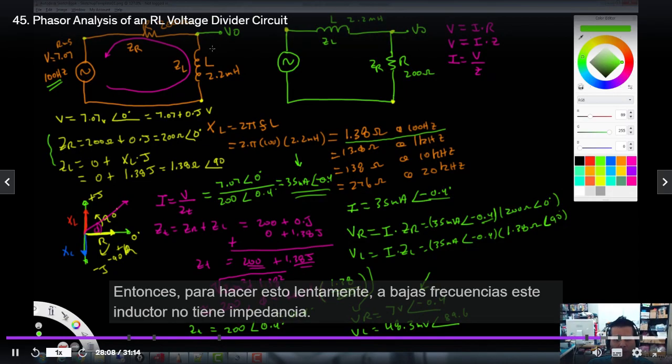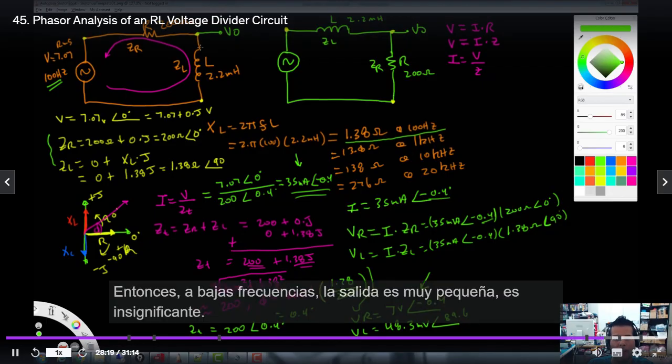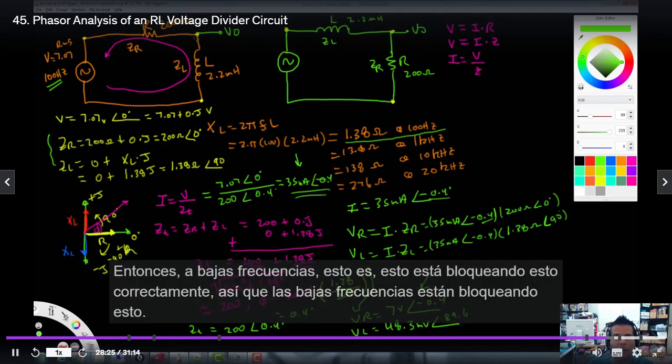At low frequencies, this inductor has no impedance. It's a short for all intents and purposes, so there's nothing dropping over it. So at low frequencies, V out is very small. It's negligible. It's nothing. So at low frequencies, this is blocking this.